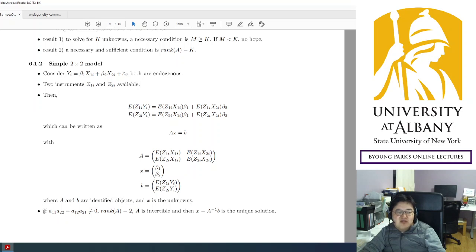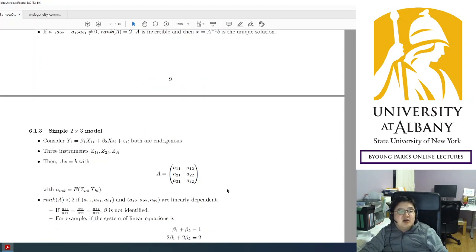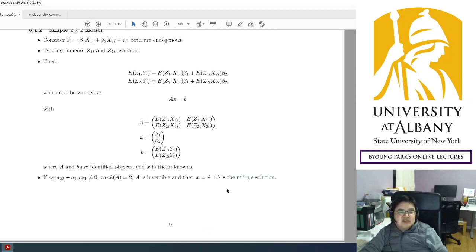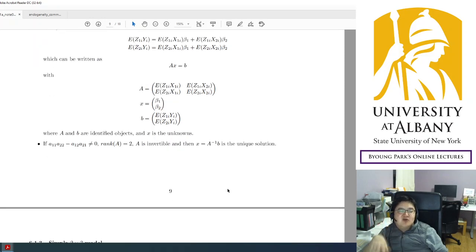You are going to get this condition. If this condition is satisfied, then the rank equals 2, and especially in this case, because A is square, you have an inverse, and the solution is unique, right? It is also fine. So when you have a square matrix, the solution is pretty simple. Just take the inverse and assume that it exists, or verify the condition for invertibility.